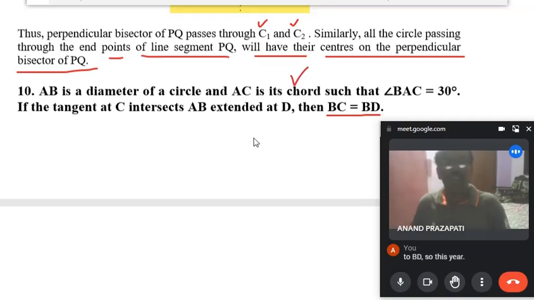So hope that there is no problem to understand the explanation of question number 6, question number 7, question number 8 and question number 9 and at last question number 10 of this exercise.